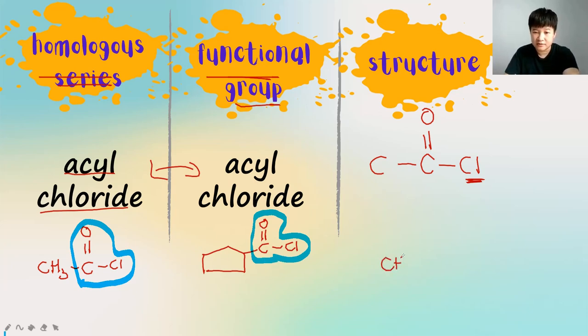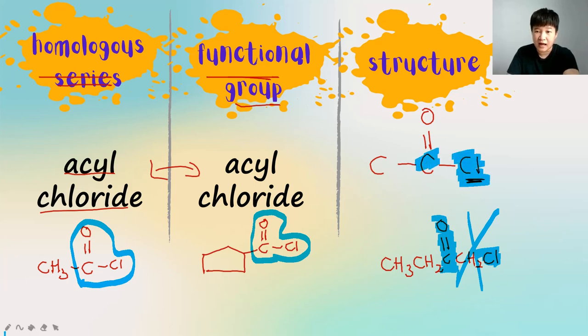So will this be your acyl chloride? If you look at it, that is your C double bond O. That is your Cl. But obviously, your C double bond O and your Cl are not bonded to the same carbon. So this is not your acyl chloride, because the Cl must be directly bonded to the carbon that is holding C double bond O. Can you see that? So this is not your acyl chloride. The simplified version of acyl chloride can be written in this way.